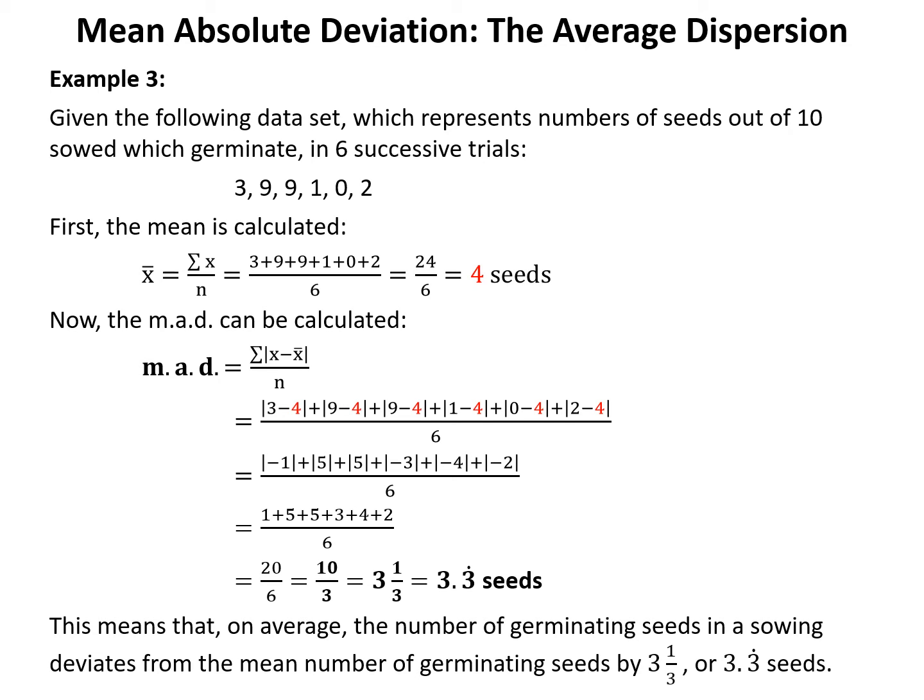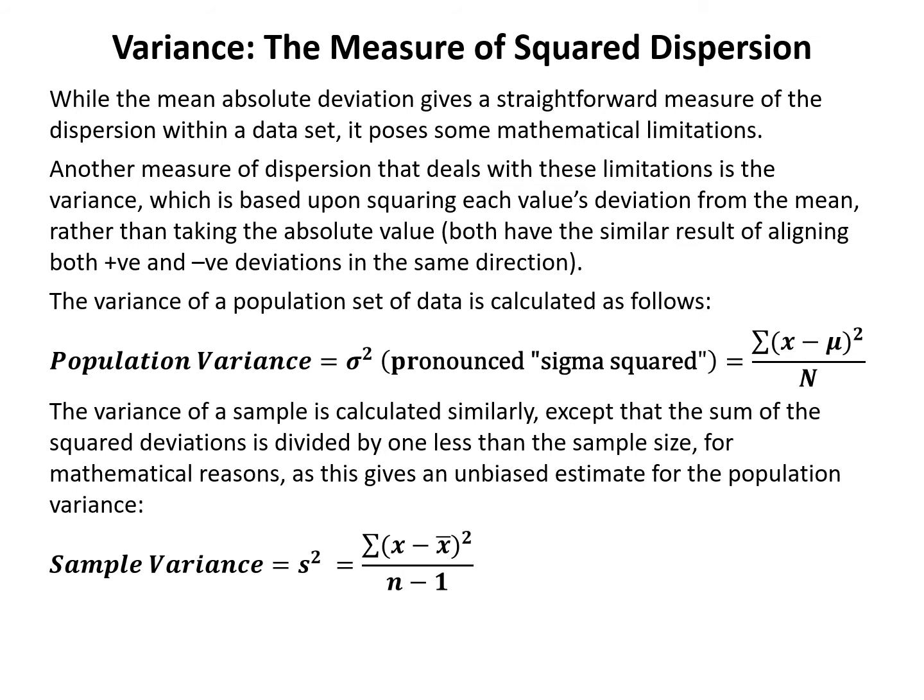And this means that on average, the number of germinating seeds in a sowing deviates from the mean number of germinating seeds by 3 1/3, or 3.3 repeated seeds. Now, the mean absolute deviation gives us a very straightforward and easy to understand measure of dispersion within a data set. It's simply the average of the absolute values of the deviations, and that's, relatively speaking, straightforward to understand.